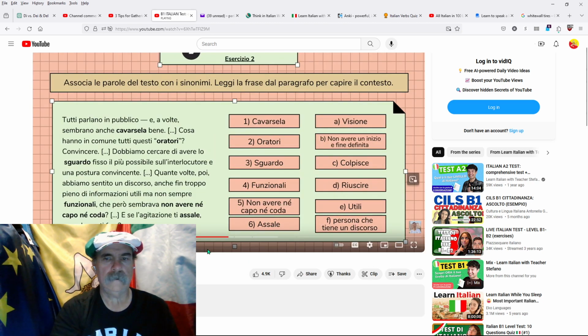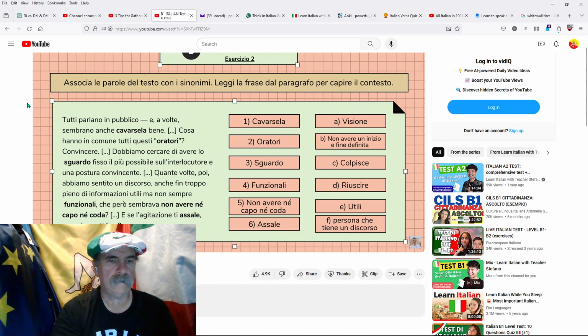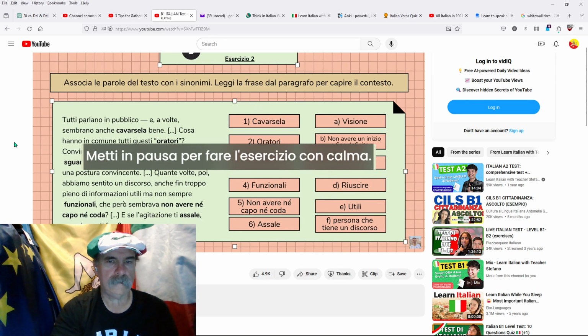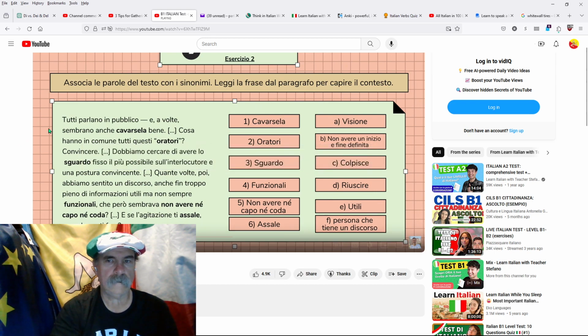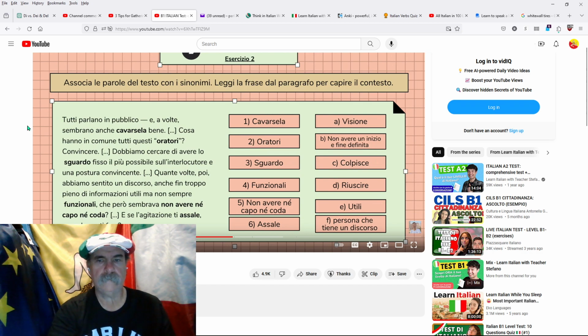Associa le parole del testo con i sinonimi. Leggi la frase del paragrafo per capire il contesto. Metti in pausa per fare l'esercizio con calma. Oh, I see. This is matching. This is useful.